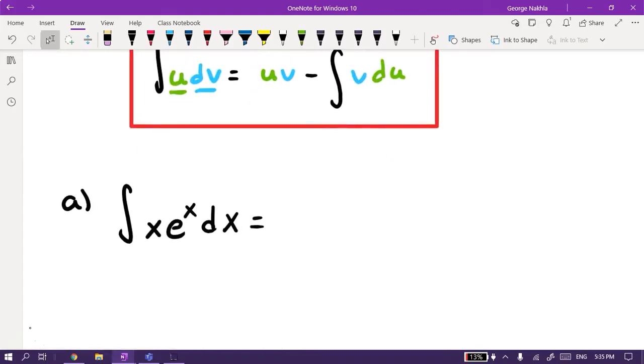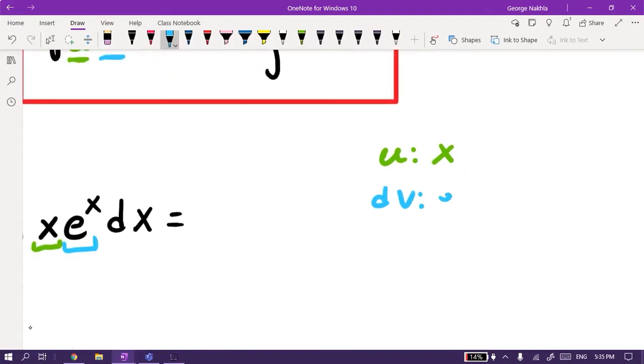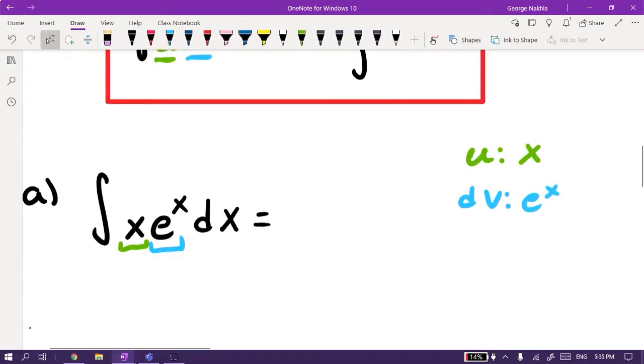For your u value, you want to pick something that you know how to take the derivative of, because that's what you're eventually going to do with your u value. In this case, we can take the derivative of either x or e to the x, so it doesn't really matter, and I'm just going to pick x here. And for your dv value, you want to pick something that you can take the integral of, and we know how to take the integral of e to the x as well, so we'll do that.